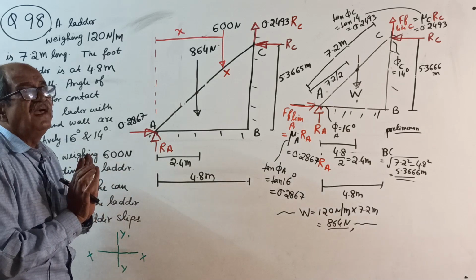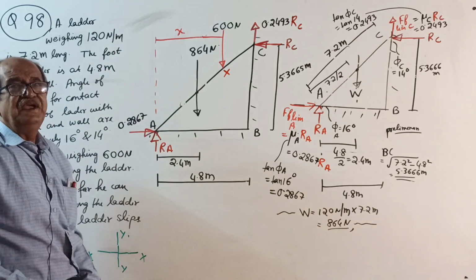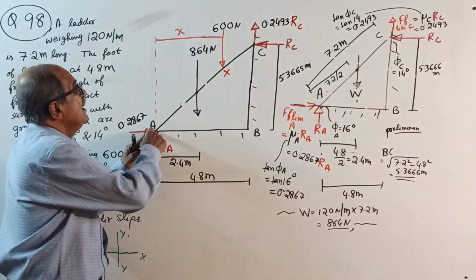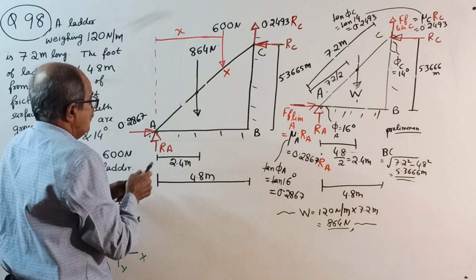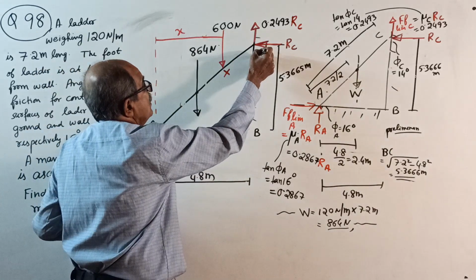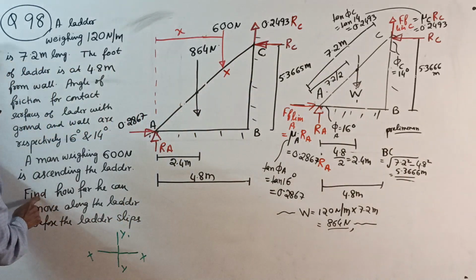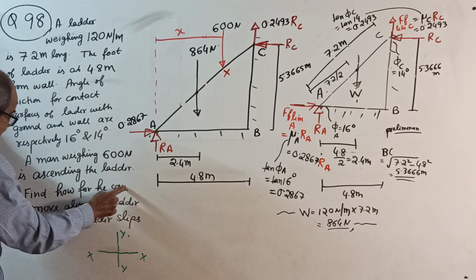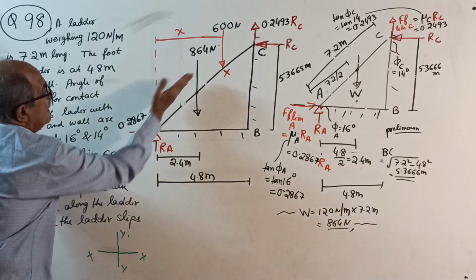So he is ascending the ladder. He wants to start from here and go there. To which point? He wants to start from A and go to C. Now, find how far he can move along the ladder.